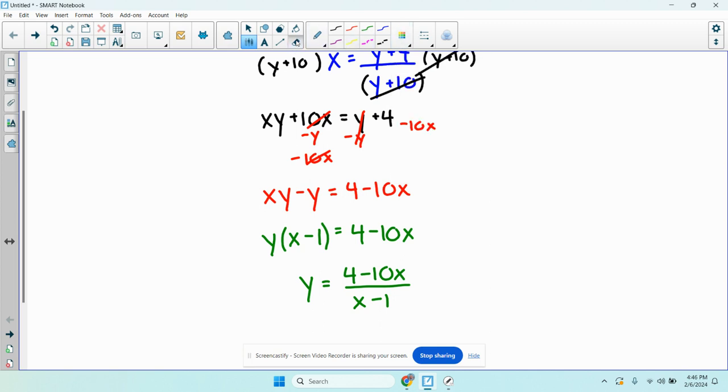Very last step. Since I'm done, this is the inverse, so I will label it as such. This is no longer called y. This is f inverse. Let me fix that. f inverse of x.